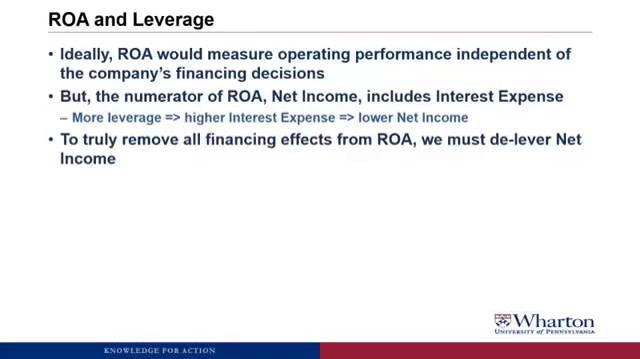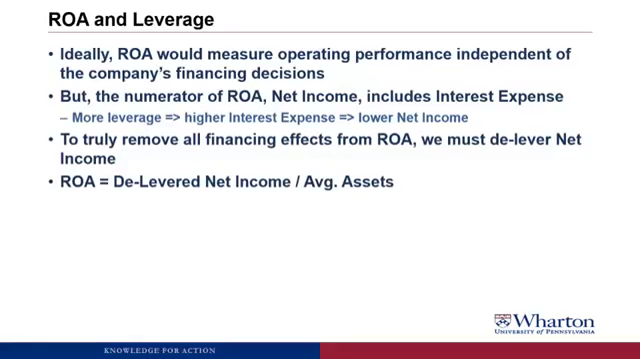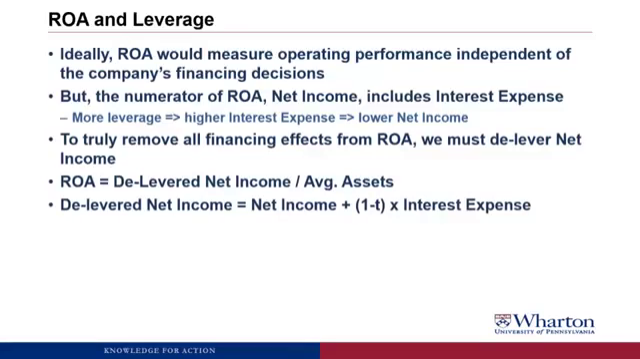So to remove that effect of financing, we have to do what's called de-levering net income. Once we do that, then we're going to define ROA as de-levered net income divided by average assets, where de-levered net income is going to be net income plus (1 minus t) times interest expense, where t is the tax rate. So we're taking the after-tax interest expense, adding it back to net income. That's going to be our leverage-free measure of net income that we're going to use as the numerator in ROA.